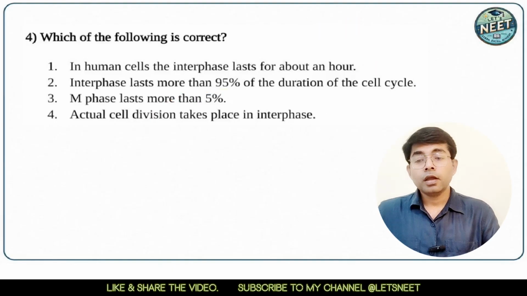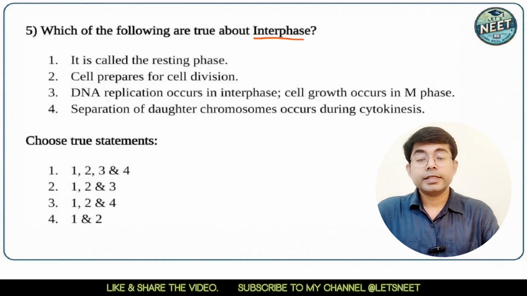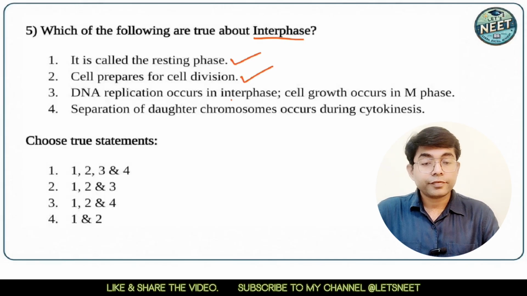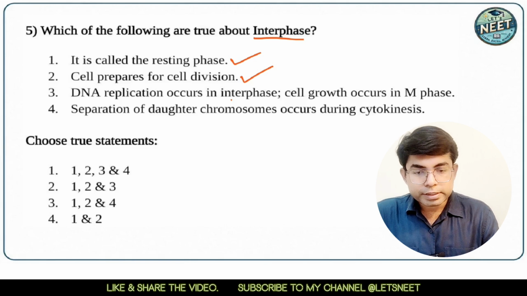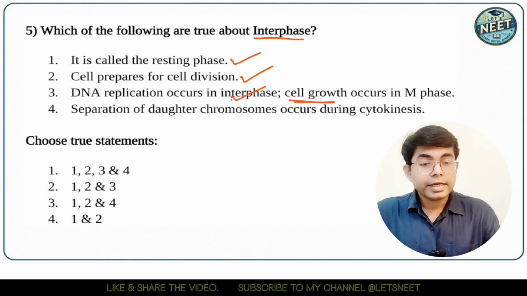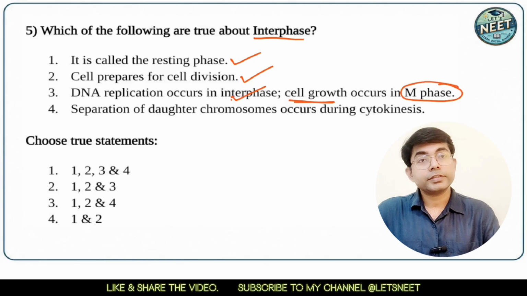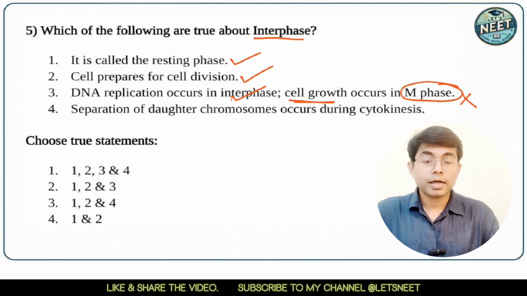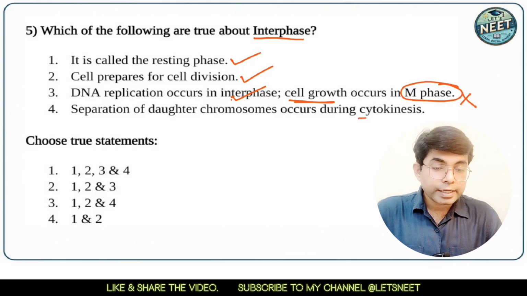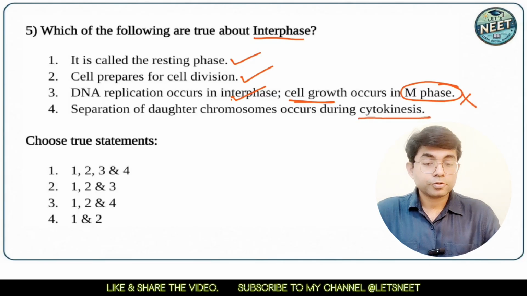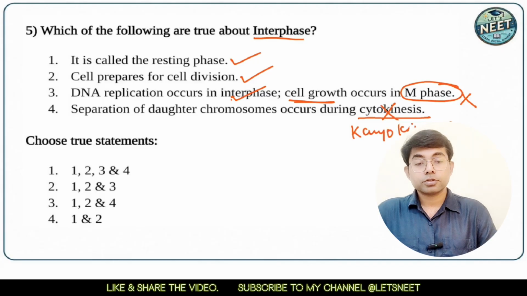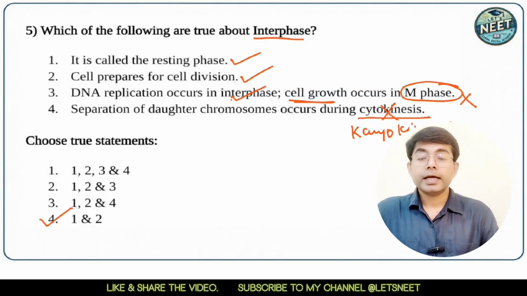Next question. Which of the following is true about interphase? It is called the resting phase. Correct. Cell prepares for cell division. Correct. DNA replication occurs in interphase. Cell growth occurs in M phase. See, DNA replication occurring in interphase is correct, but cell growth is a continuous process. So not only in M phase, it also takes place in interphase. So this is incorrect. Then separation of daughter chromosomes occurs during cytokinesis. During karyokinesis, separation of daughter chromosomes happens, so it is also wrong. During cytokinesis, cytoplasm is separated. So this is also wrong. So 1 and 2 are correct here.